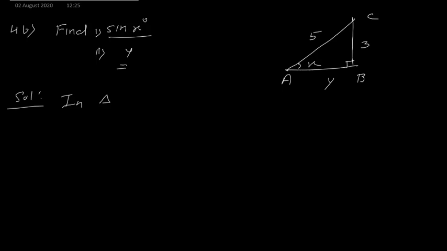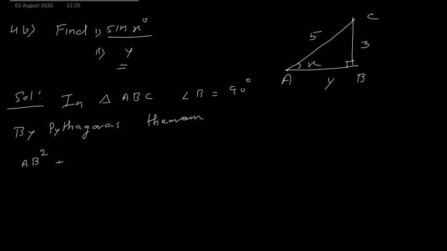So in triangle ABC, angle B is 90 degrees. So by the Pythagoras theorem, we will say that AB square plus BC square is equal to AC square. Now the value of AB is y, so this is y square, plus the value of BC is 3, so this is 3 square, is equal to the value of AC is 5, so this is 5 square.